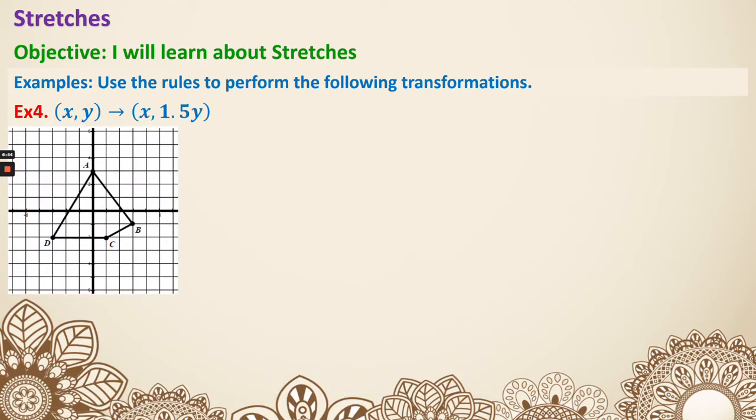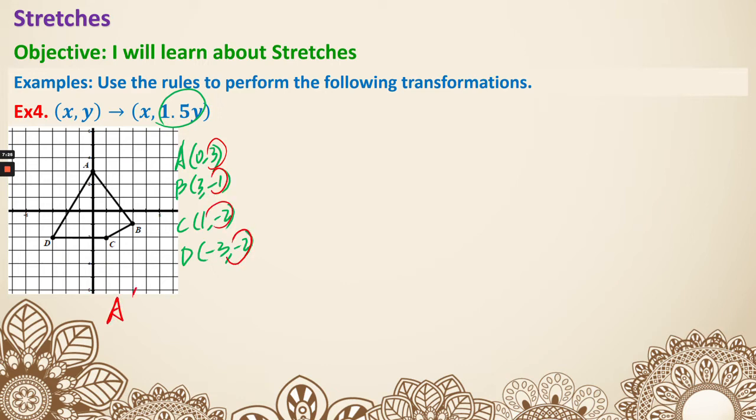Example 4. It is changing into x, 1.5y, which basically means it's going to be a vertical stretch because the y values are changing. Let's write the things down first. A is 0, 3, B is 3, -1, C is 1, -2, and D is -3, -2. So vertical by 1.5, so I'm going to multiply all the y values by 1.5.